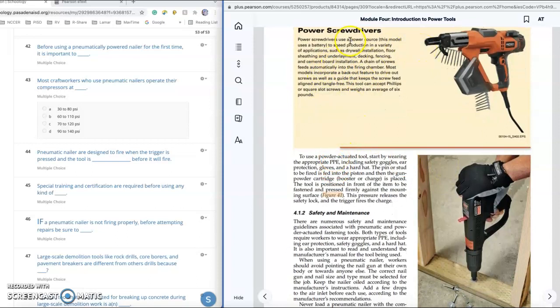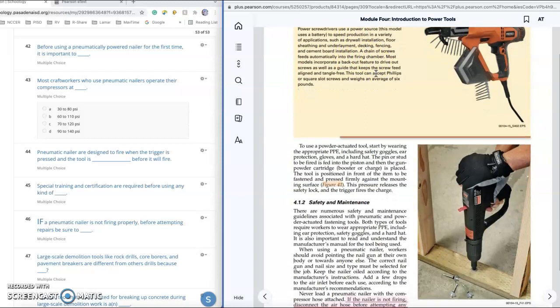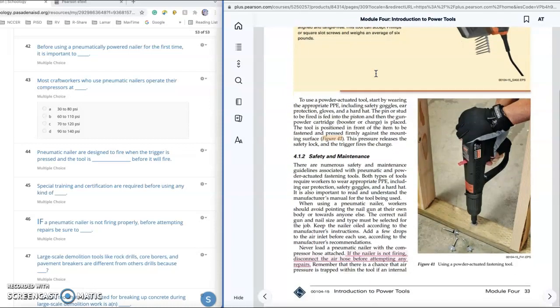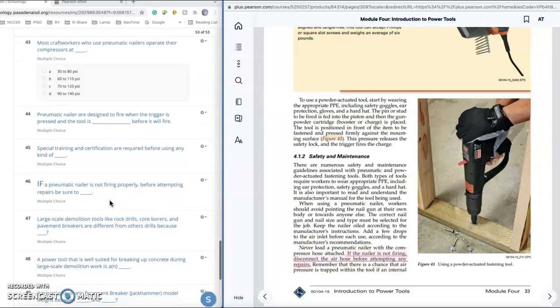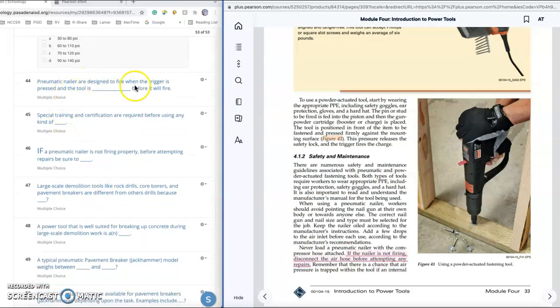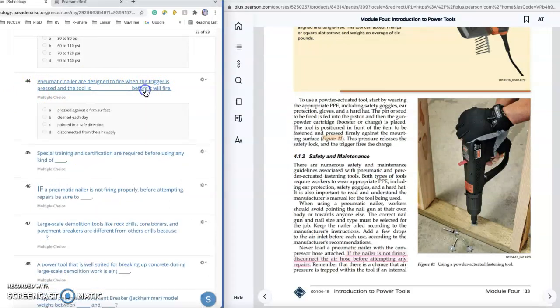Power screwdrivers are just like power drills, but they have screwdriver tips on them. If the nailer is not firing, disconnect the air hose before you start working on it. Pneumatic nailers are designed to fire when the trigger is pressed and the tool is pressed against a firm surface.